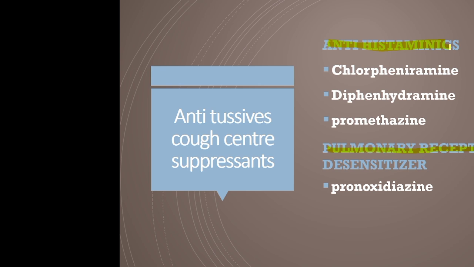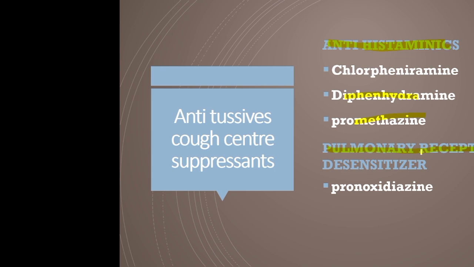These antihistaminics are mostly used in the treatment of cold and cough. They block the effect of histamine on the production of mucus, blocking the activity of the histamines, so they are called antihistaminics. Examples of antihistaminics are chlorpheniramine, diphenhydramine and promethazine. These are the three drugs coming under the antihistaminics.